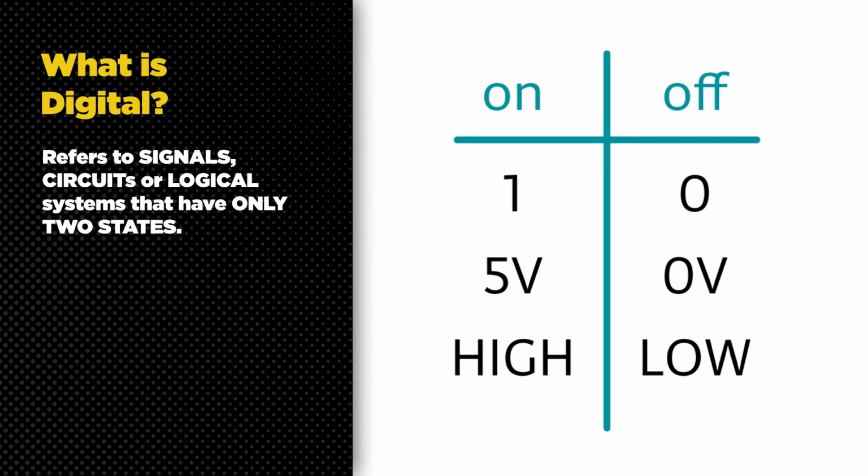When we refer to digital and the Arduino, we are talking about components that have only two states. When we use the digital write function in our programming, we set a pin to either high or low. We could also use the values 1 or 0, and true or false. In all cases, there are only two states. This is digital.